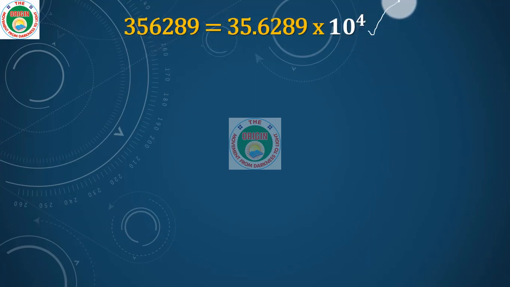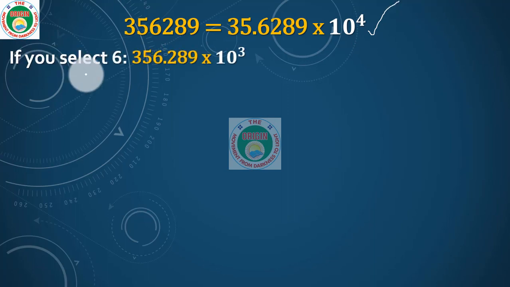If you want to convert some more numbers, you should go through it like this. The number 356289, the previous answer is this one. If you select 6 here, same steps. After 6, you need to keep the decimal point. How many digits are there? 2, 8, 9, 3 digits are there. Then write down 10 power 3.